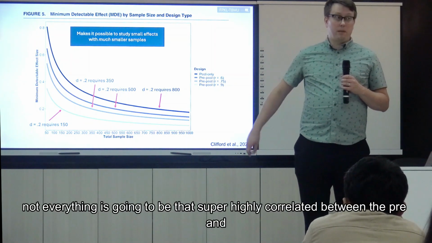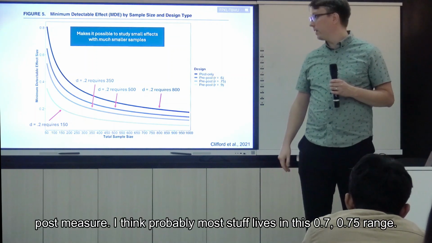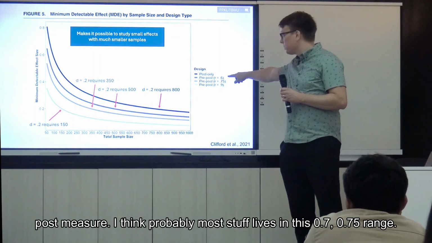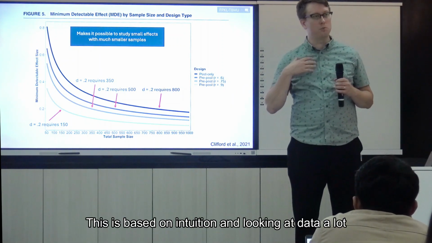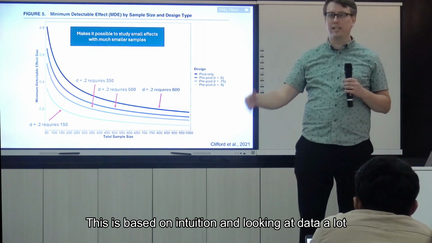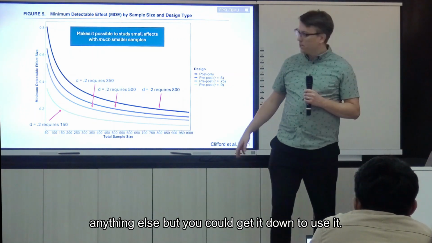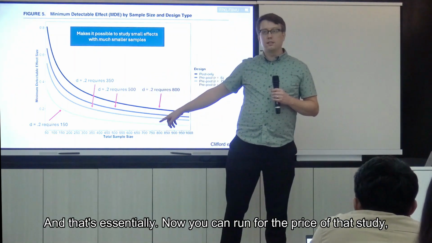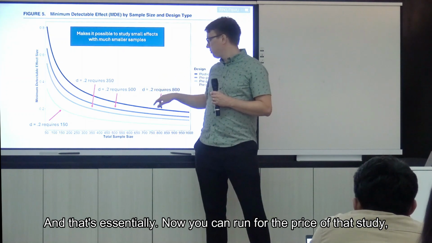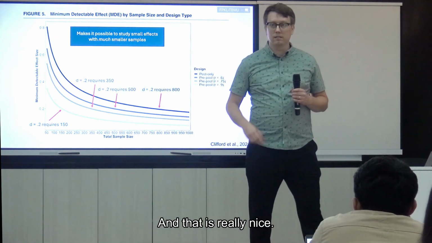Now, not everything is going to be that highly correlated between the pre and post measure. I think most stuff lives in this 0.7, 0.75 range, based on intuition and looking at data a lot. But you could get it down from 800 people to 350 people. And that's essentially, for the price of that one study, you can run two, right? And that is really nice.